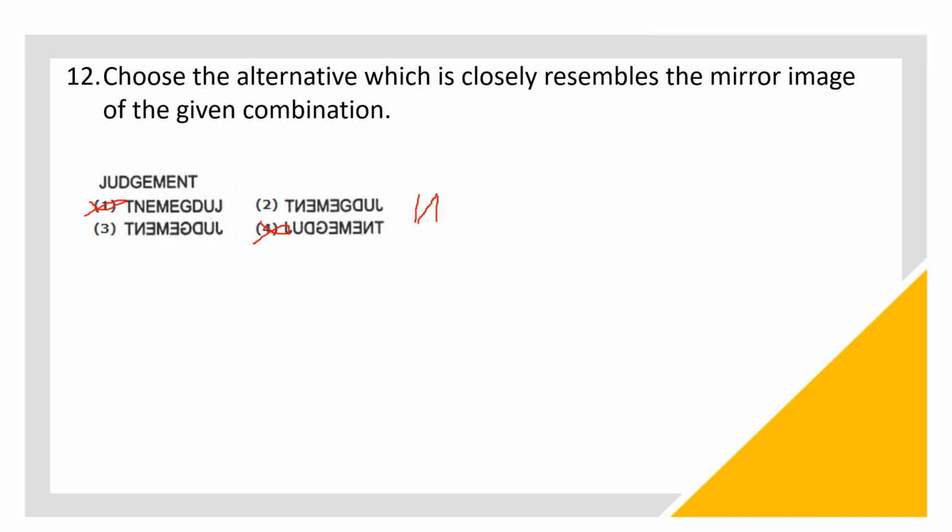And the second and 3, observe. T, N, E, M, E, up to this both are same. Up to E both are same. Then check the letter G. The mirror image of G is this. So in the second option G is the original image. So this is not a correct answer. So observe G in the third option, the mirror image of G you will get correct. So the correct answer is 3.